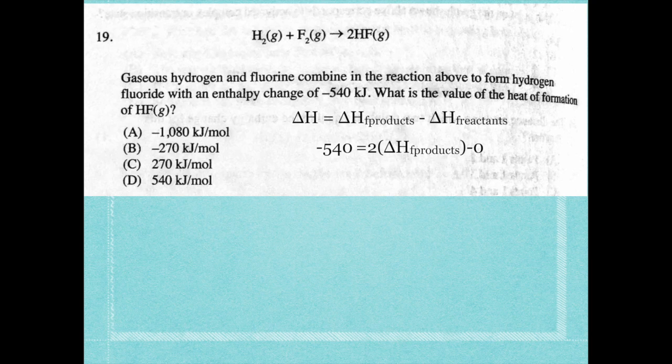So what that creates is this formula here. Negative 540 equals 2 times my heat of formation of products minus 0. And so I can solve for my heat of formation of my products, and I get negative 270.